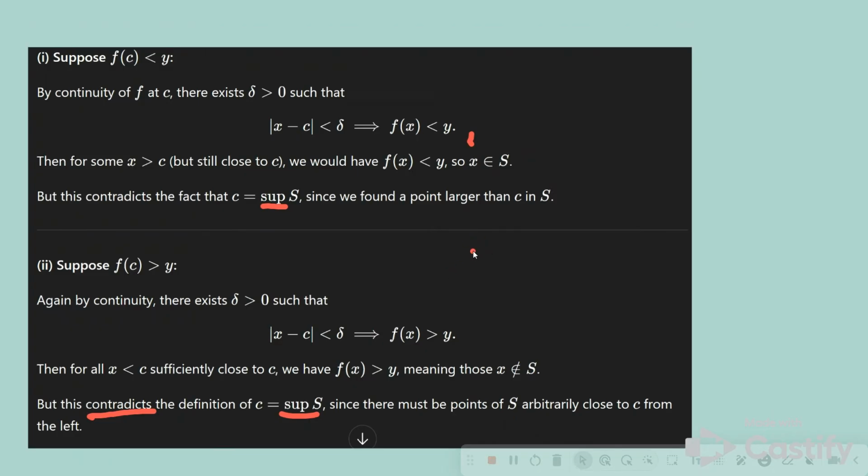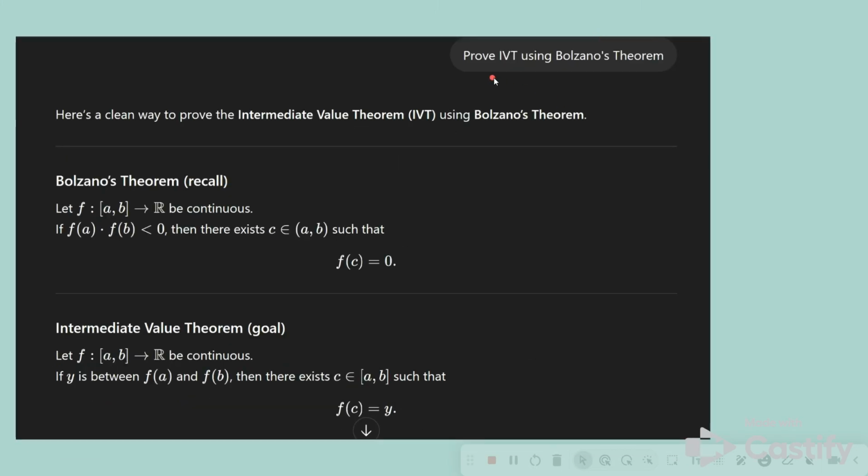And once again, people try to use AI as some sort of shortcut to make life easier, but I feel like this is not easier to follow than the proof that we already stated before. So, to compensate, I asked ChatGPT again to prove an intermediate value theorem, using Bolzano's theorem this time.